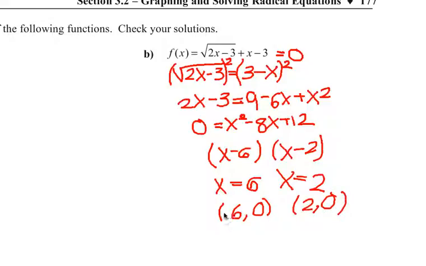So how we would check these is we would take 6 and put that in for x and see if we equal 0. So I usually do that on my calculator. And we can put 2 in for x and see if we equal 0. So in this case, when I put 6 in for x, it did not equal 0, so this one is not going to work.